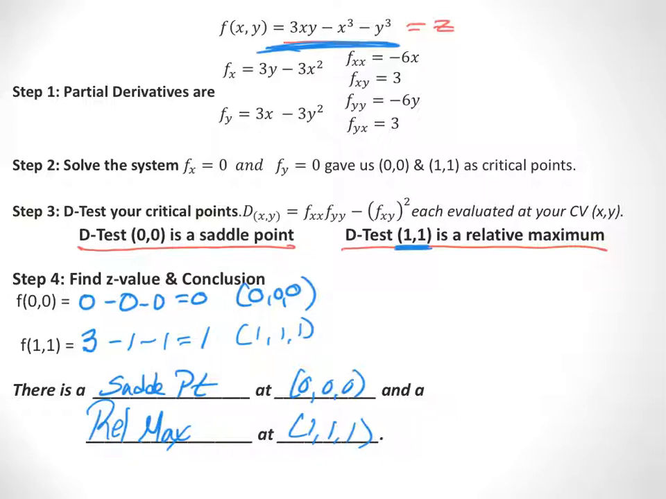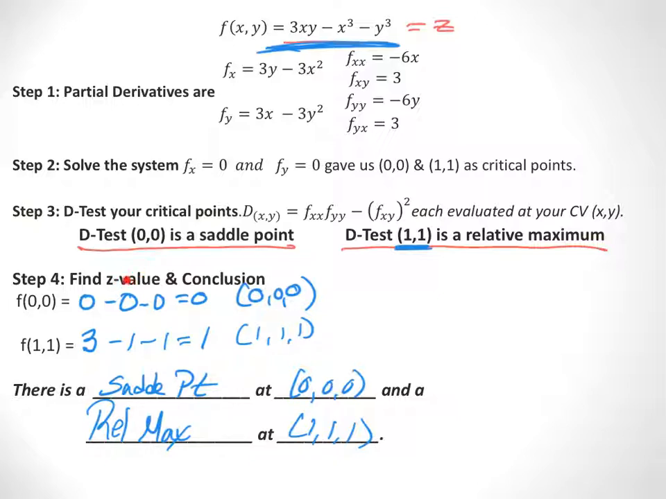I know this was really quick. The steps are always the same. You're going to find the partial derivatives. Just go ahead and find all of them. Solve your system of first order partial derivatives equal to 0 and find those critical points. Once you find them, you've got to test the critical values in D. So you go ahead and run the numbers through there and then use the D-test to tell you whether you have relative max or min, saddle points, or no conclusion.